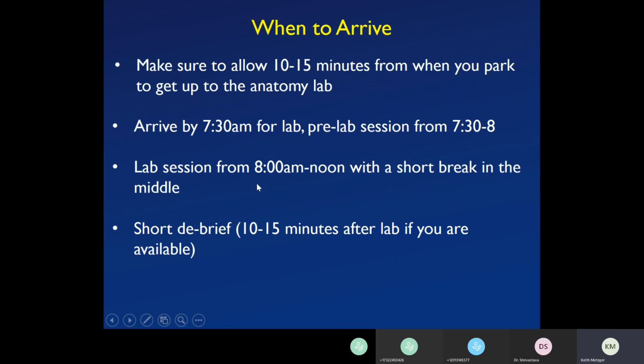The lab session will run from 8 to noon, and as I said, there's a short break in the middle. At the end, if you're able to, we'd love it if you could stick around for a short debrief. It's not mandatory, but we would truly appreciate it. Just 10 or 15 minutes, so we can get your feedback on how the lab went, things that need to be reinforced, things that were a bit of overkill, things that you said, why are they really learning this?